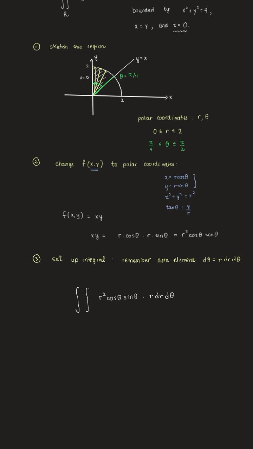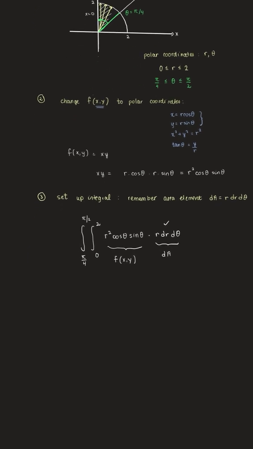So there's our dA. Here's dA. Here's f of xy. And from number 1, we found that r goes from 0 to 2. And notice that I'm putting those limits first since I'm integrating with respect to r first. And theta will go from pi over 4 to pi over 2. And so we have our setup.